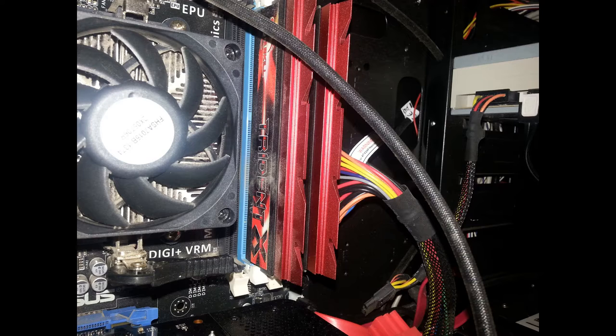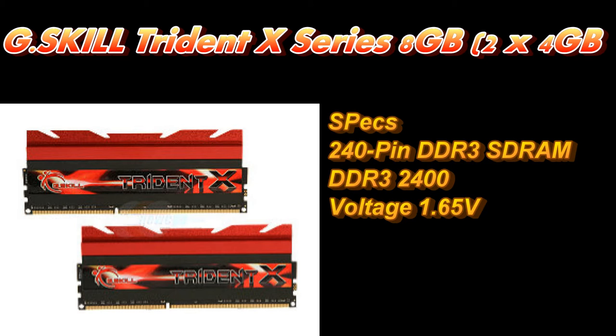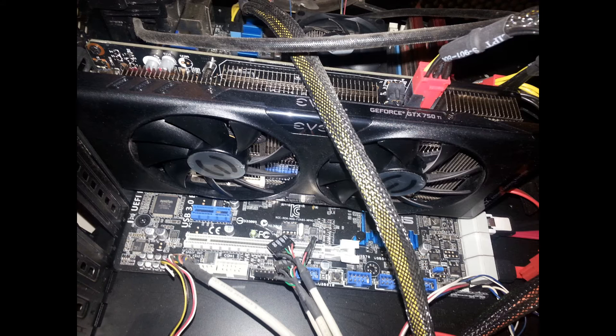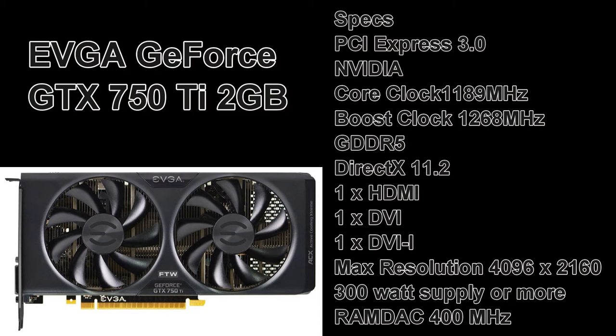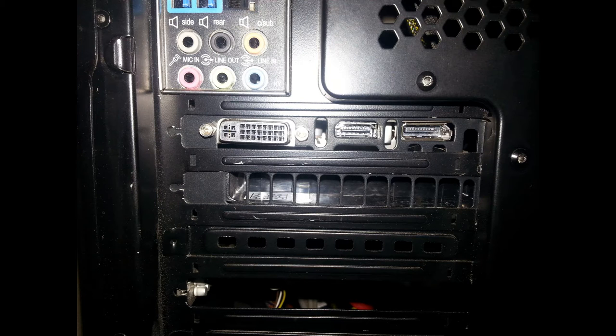Right here we have my Tridex HyperRAID RAMs, 4 gigs per RAM, 240 pins, DDR3. This is my EVGA 750 Ti, which has 3 multi ports that I can use. It clocks on a resolution of 4096 by 2160, so it's ready for 4K settings. This is the back of the port that I use for it.